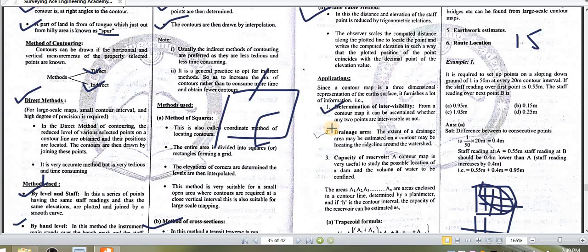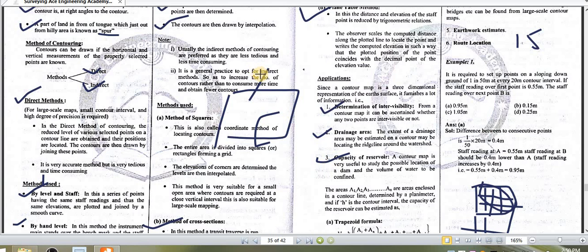In case of drainage area, as I have told you, the contour map shows you the topographical features of the earth. So for a drainage purpose it can be very useful. Okay, and now the capacity of reservoir. A contour map is very useful to study the possible location of a dam and the volume of water to be stored. So based on the contour map, where there is major depression, you can select those sites for your dam, okay, where you can store a large volume of water.